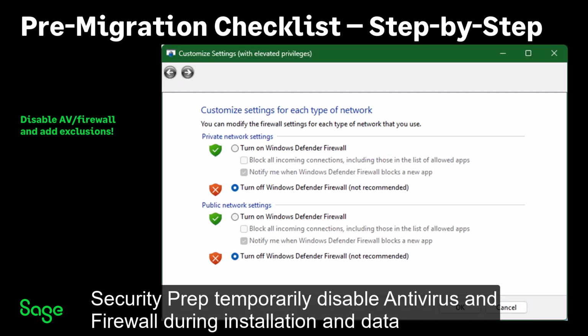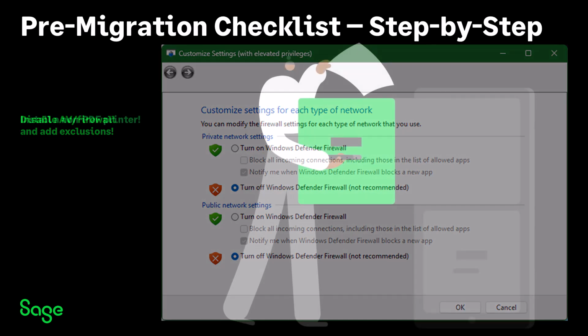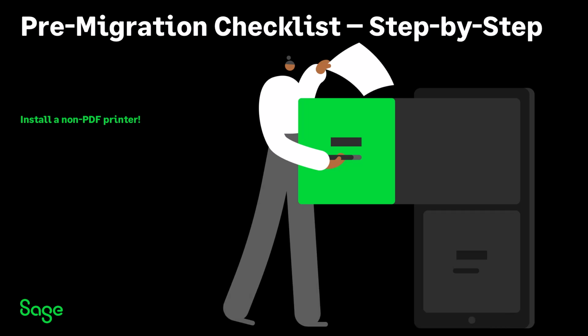Security prep. Temporarily disable antivirus and firewall during installation and data transfer. Add exclusions for Sage and Acheon folders before re-enabling protection. Printer setup. Make sure at least one non-PDF printer is installed and set up on the new server.